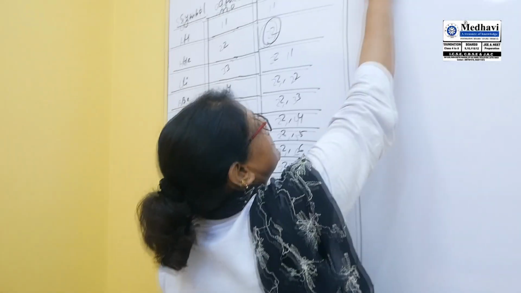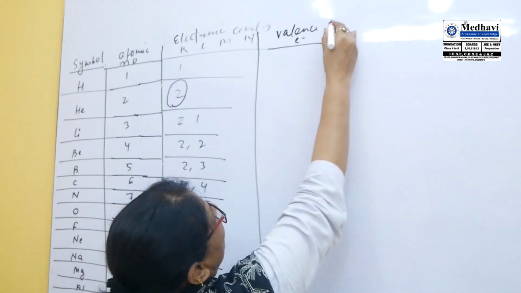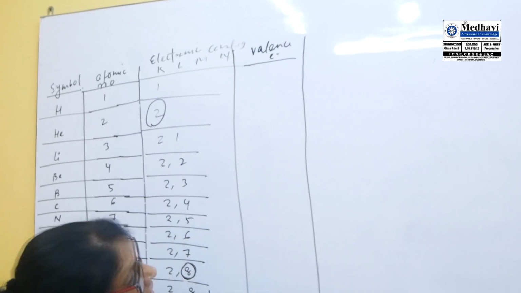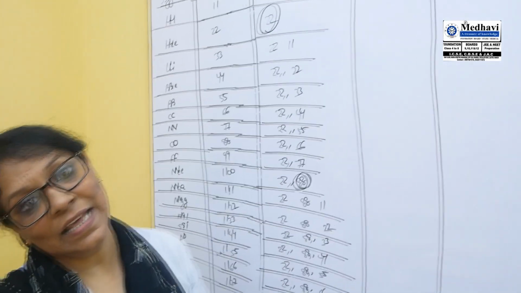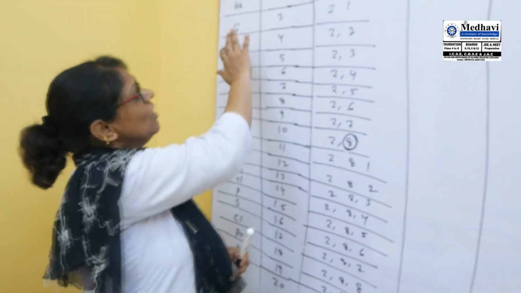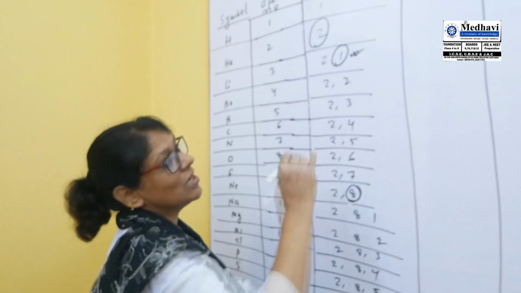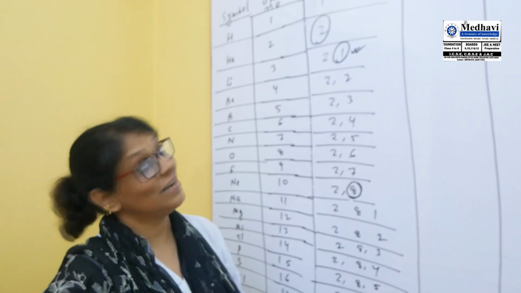Now the next point is the valence electron. Valence electron is the electron present in the outermost orbit or shell. If I ask, what is the valence electron of lithium? You can say it is 1. This is the outermost electron present in the orbit or shell.